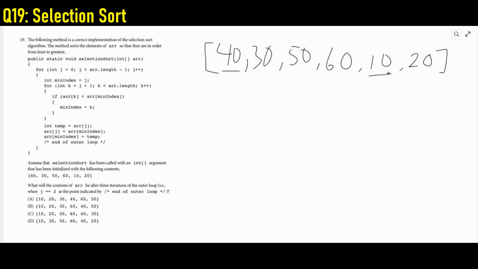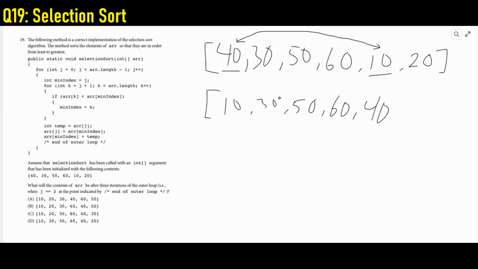And so 10 is going to be our minimum, and so after we traverse through the unsorted portion of the array, we're going to swap the first element with 10 here. So this array will now look like this. So that's the first iteration. And then 10 is now sorted.